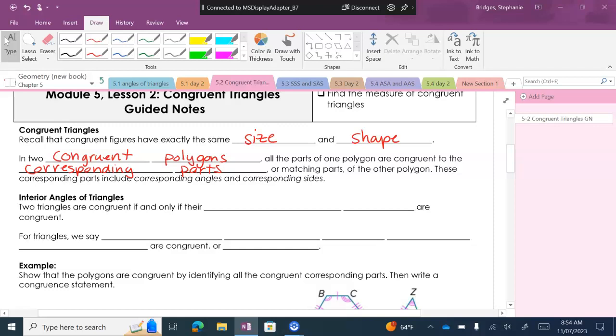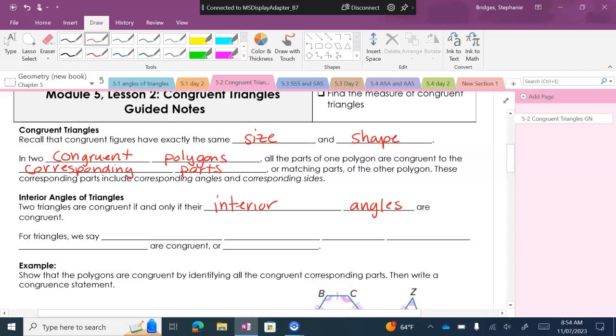So when we're talking about the interior angles of a triangle, sorry, we're going to say that two triangles are congruent if and only if their interior angles are congruent. And then we've got several words to fill in. And we're going to use this saying in proofs sometimes.